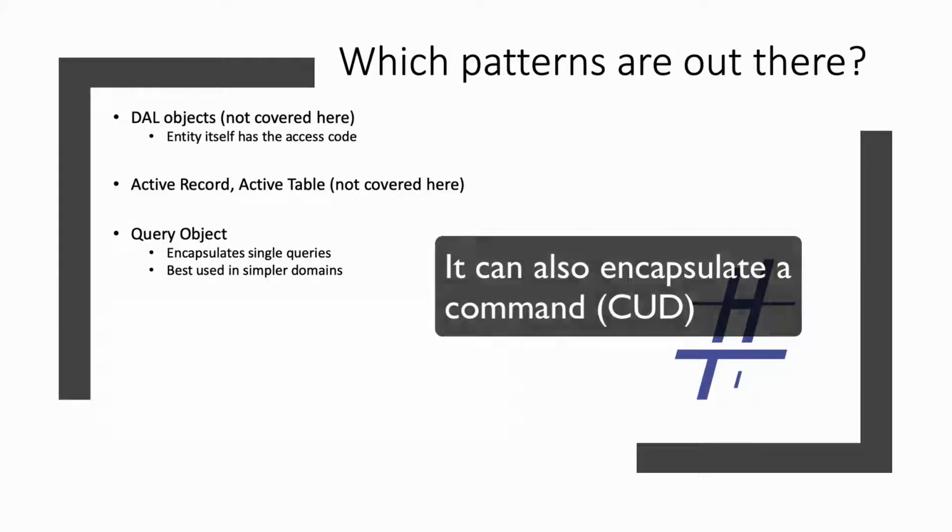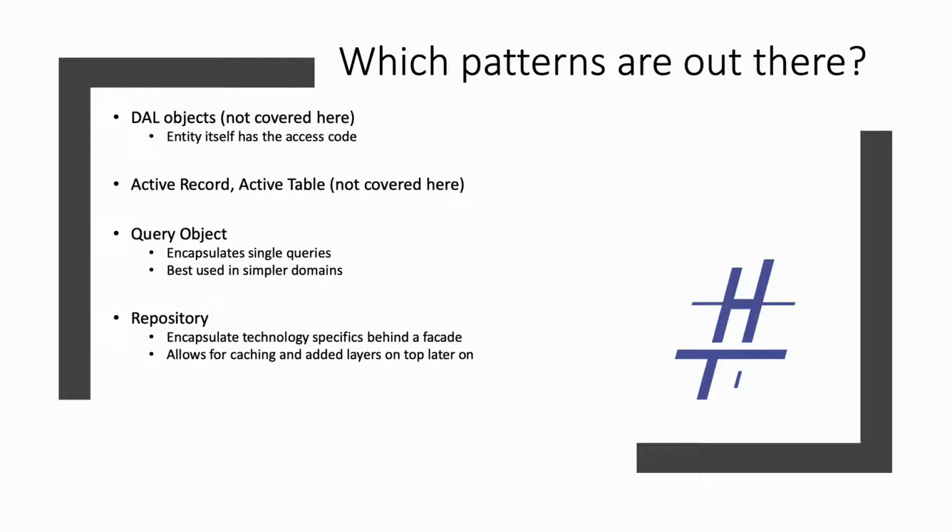Then the next thing we will cover in this course is the repository pattern. It allows for encapsulating technology and specifies everything behind a facade. This is the facade pattern all over again, if you might know this from the design patterns, and it allows for caching and adding layers on top later on when you implement this. The repository implements all the CRUD operations. Also, a repository can bundle complex database entities into one single domain entity, so you can completely abstract the database.